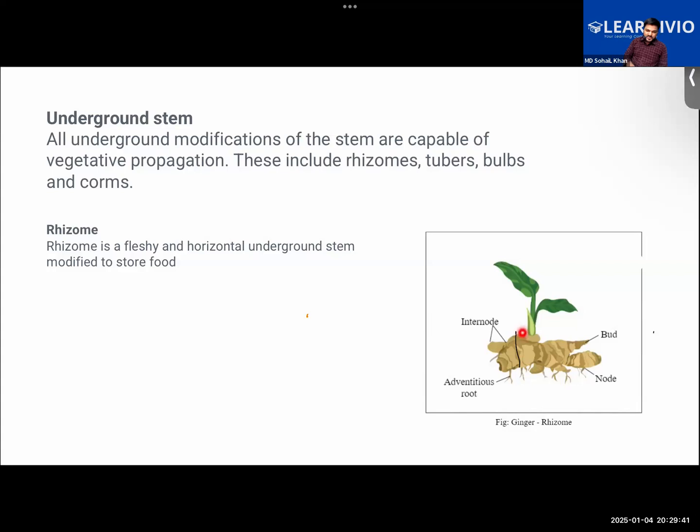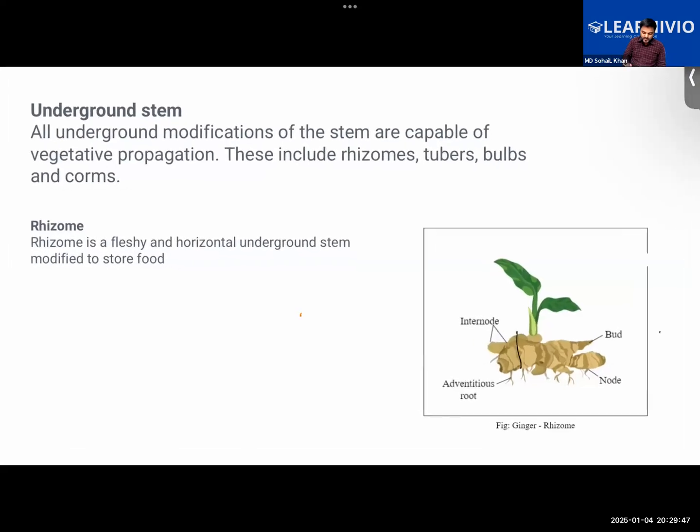For example, there are some stems that grow horizontally. They spread out horizontally like this. Those kinds of horizontal underground stems are called rhizomes. They also have tiny buds on them. Out of these buds, new plants emerge.